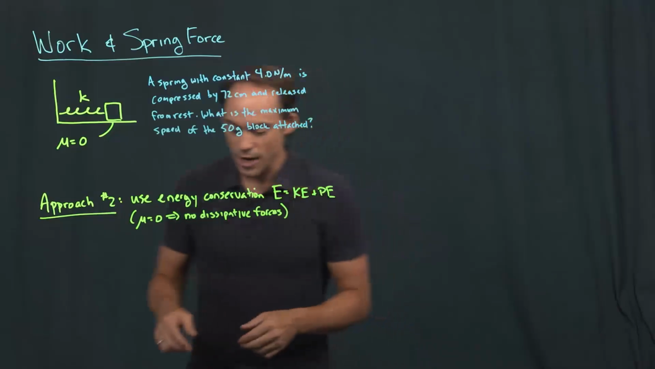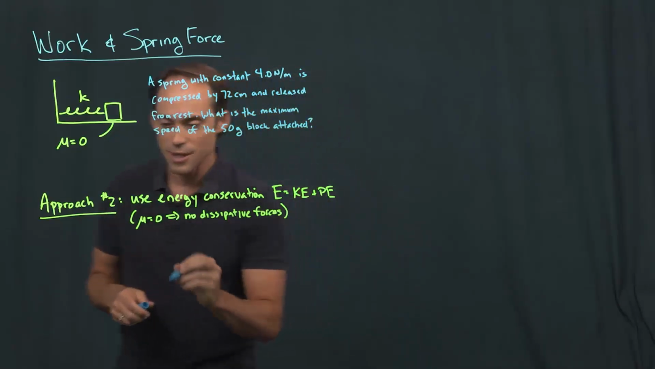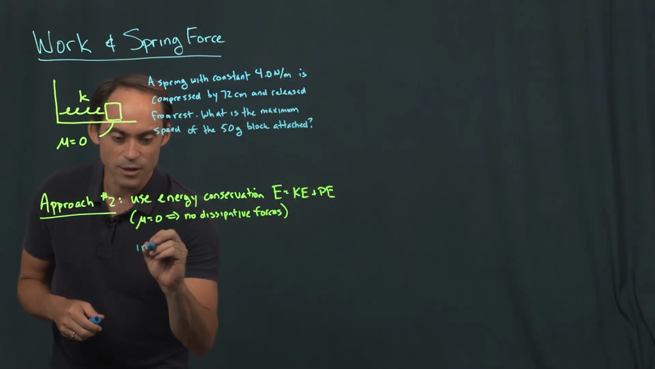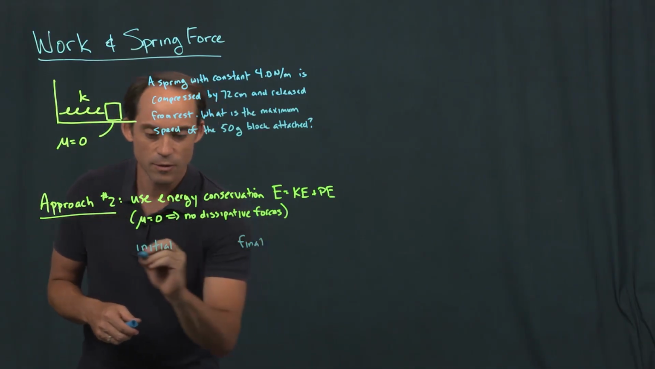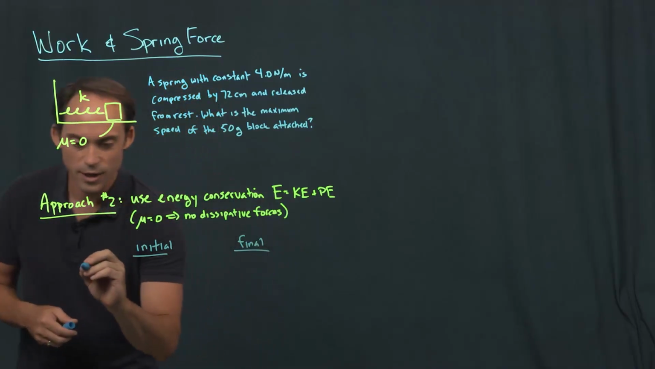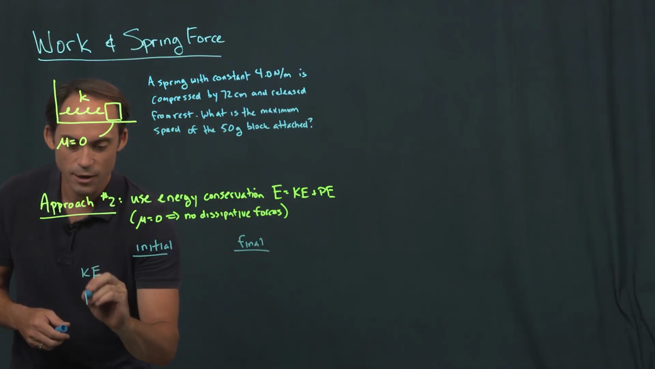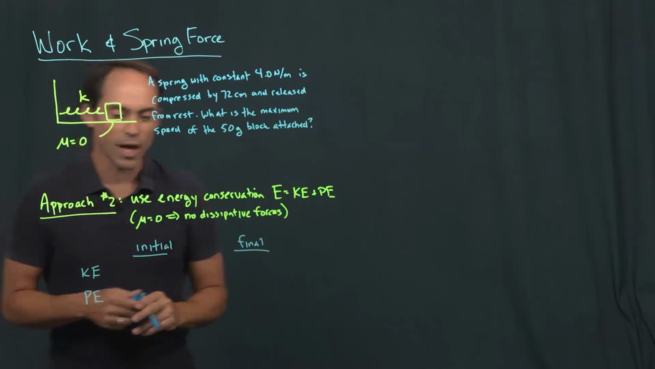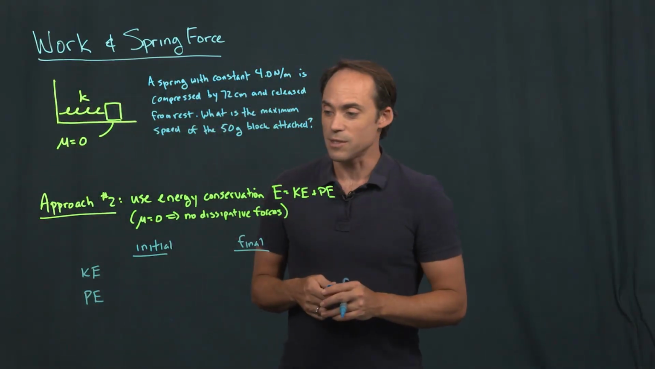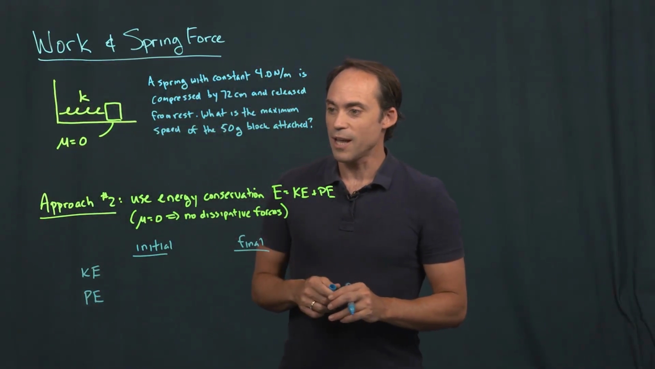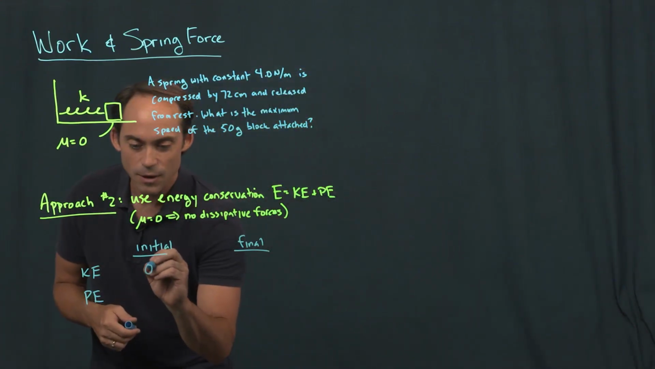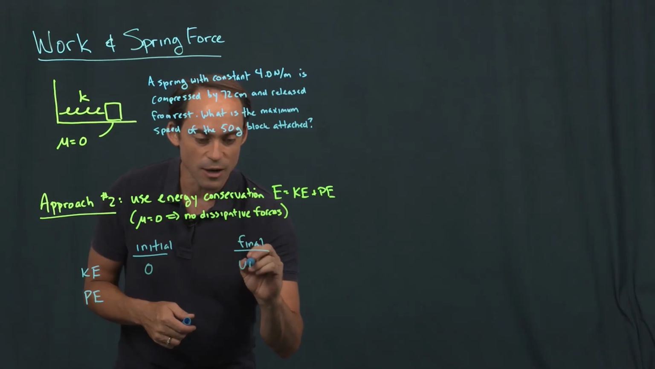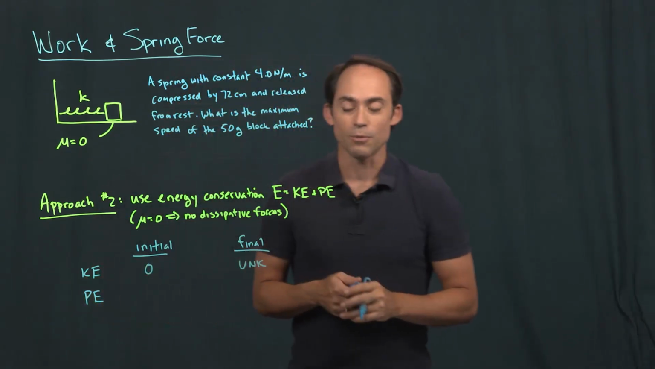So let's go ahead and try to apply that theorem. And the way we do this is we write down our initial values and our final values for our kinetic energy and our potential energy. And then we're going to add those together to get the total energy of the system. Well, so our initial kinetic energy, because the object starts at rest, is 0, so that's easy. Our final kinetic energy is an unknown. That's something that we've actually got to solve for.